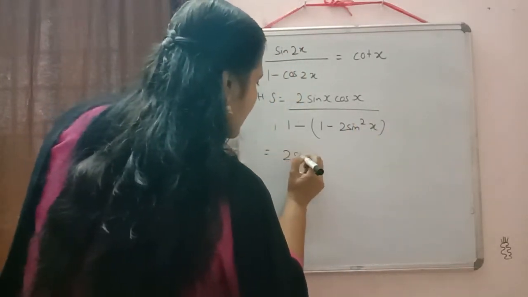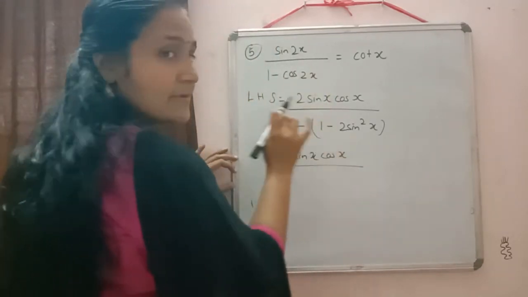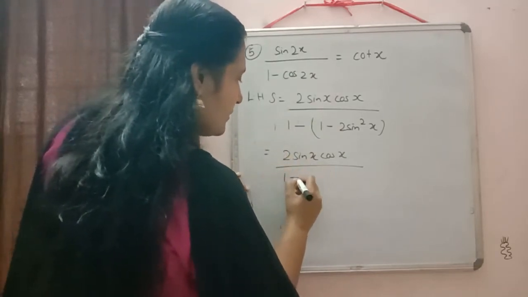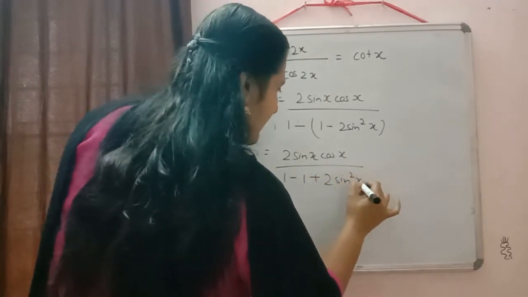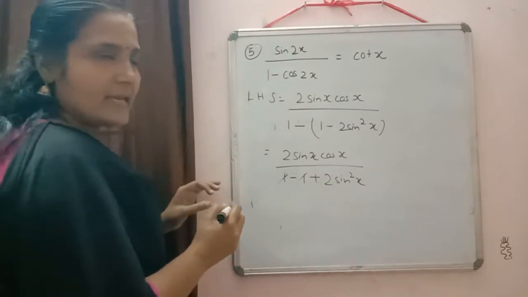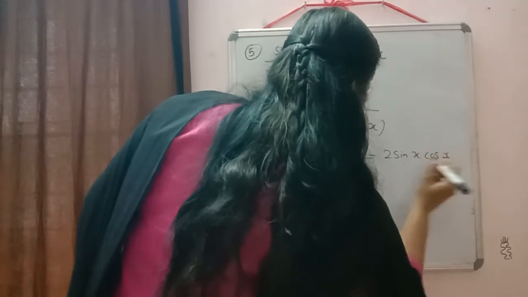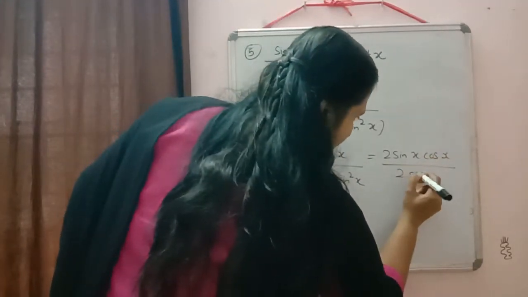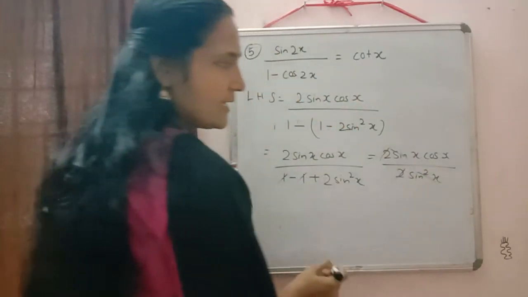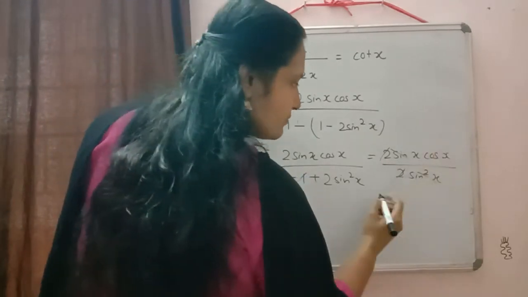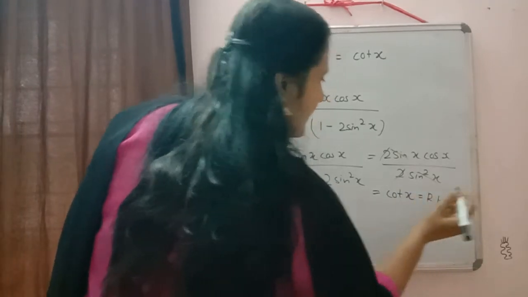Now we will open the bracket. 2 sin x into cos x as it is. When we open the bracket, negative sign will get multiplied inside. Then it will be equal to 1 minus 1, minus into minus plus 2 sin square x. So again 1 and 1 will get cancelled. Remaining we are getting 2 sin x into cos x by 2 sin square x. So 2 and 2 will get cancelled. Sin x and 1 sin x will get cancelled. Remaining is cos x by sin x. And cos x by sin x is cot x, which is our right hand side.